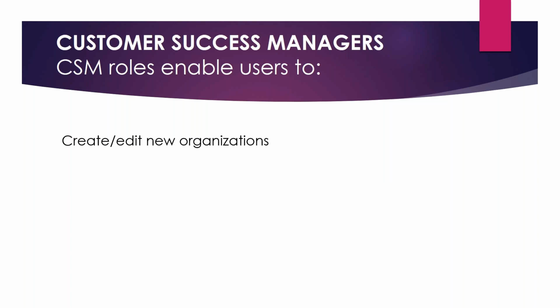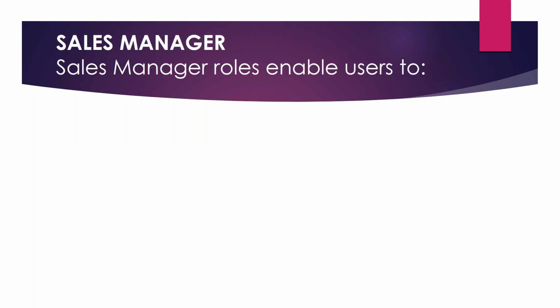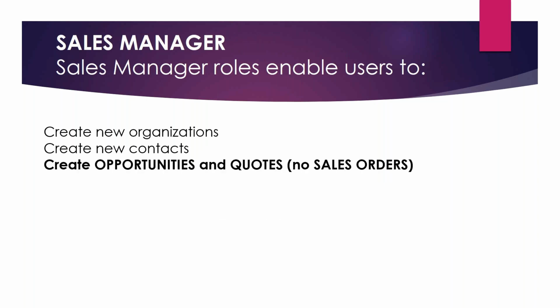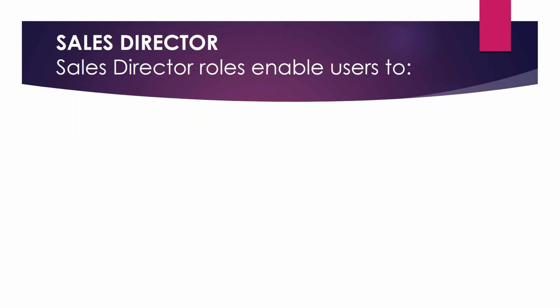They can also add new organizations. They can create new contacts. They can create sales orders from quotes created by sales. So this is what they do. Sales managers, what they can do, they are pretty much like the account manager. They can also create opportunities and quotes. Sales managers cannot create sales orders. However, they have access to some reports that account managers do not, and they can see the pipeline and some financial reports. However, the biggest role within business recruitment is James's.